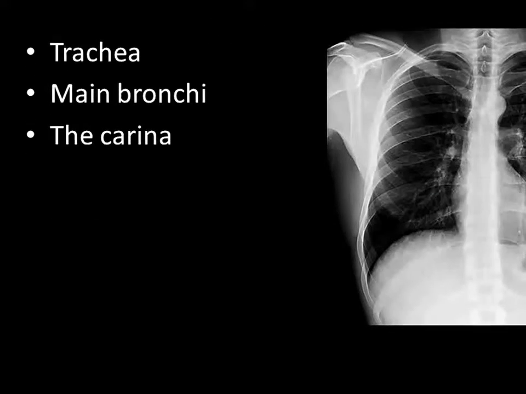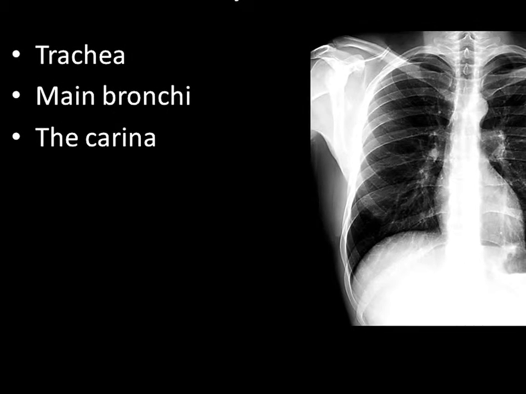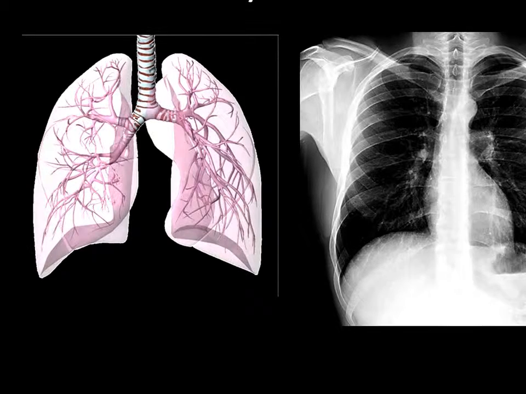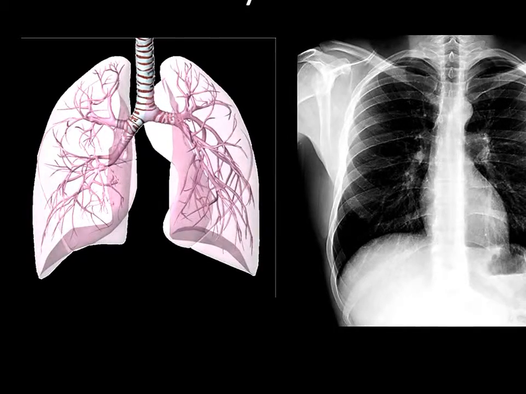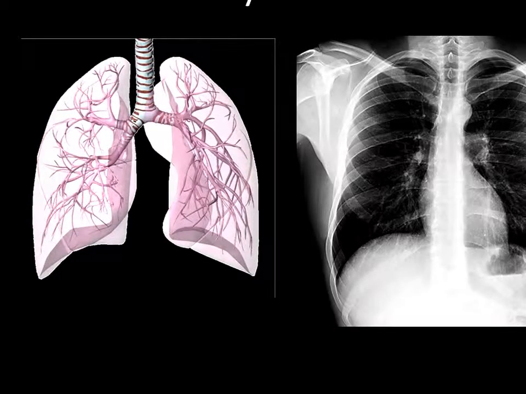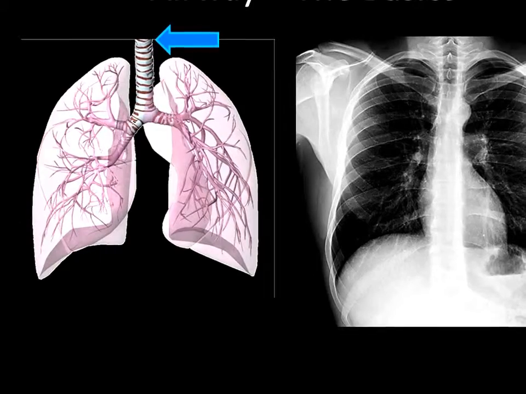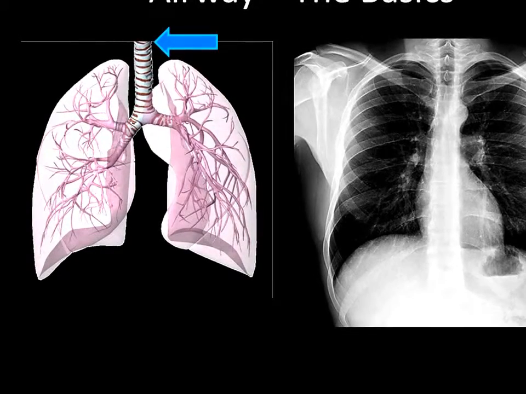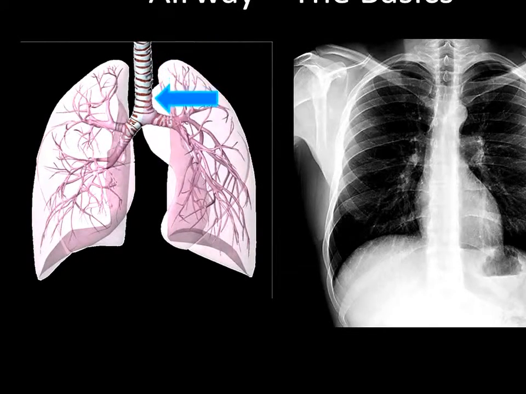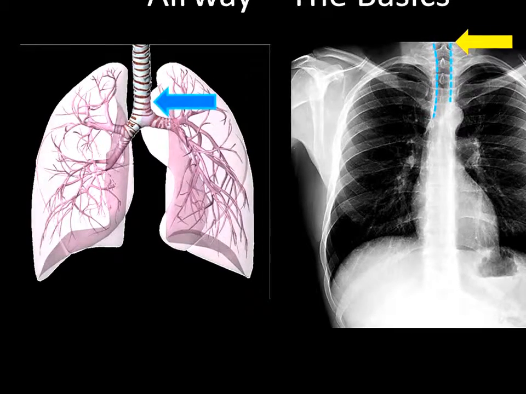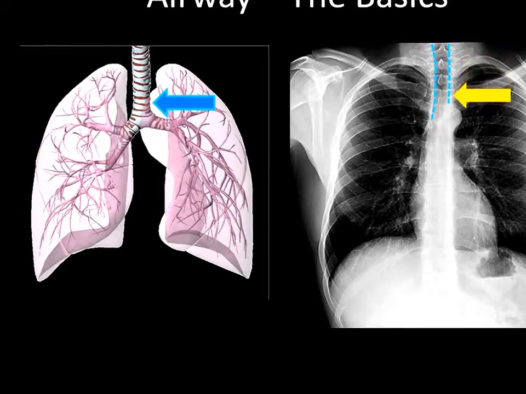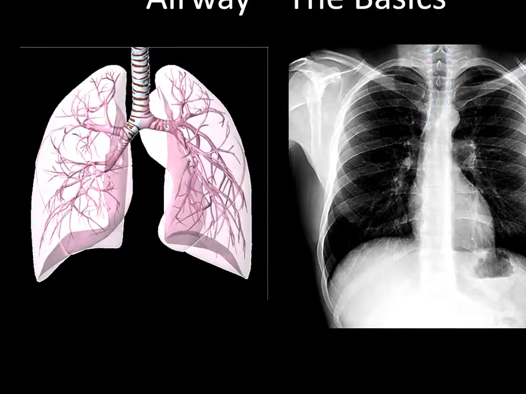We'll cover some of the basic airway anatomy: trachea, the main bronchi, and the carina. On the left is a computerized diagram of these structures, and on the right is a chest film, which is normal. Start with the trachea on the computerized diagram. It runs from superior to inferior. And on the chest film we see it as a hypodense column or a cylindrical lucency in the midline, running again from superior to inferior.